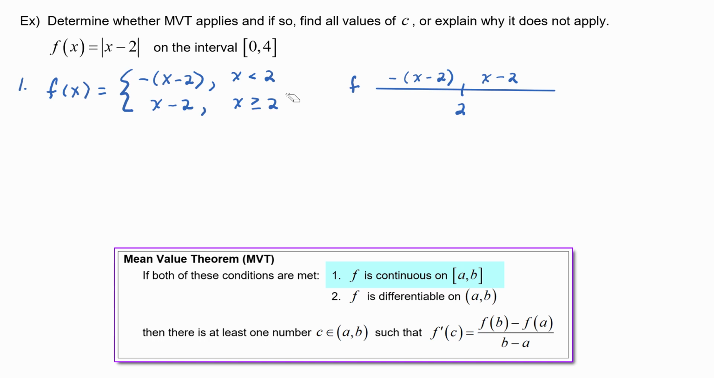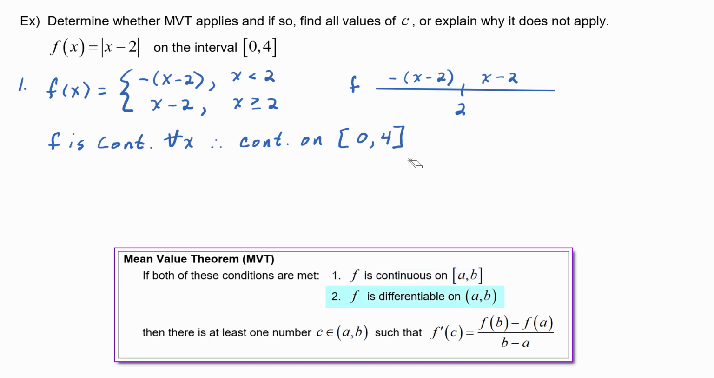f is undefined, so therefore f is continuous for all x, therefore it's continuous on the interval we care about, which is from 0 to 4. If we know f is continuous everywhere, we know that f is continuous on a subset of everywhere.